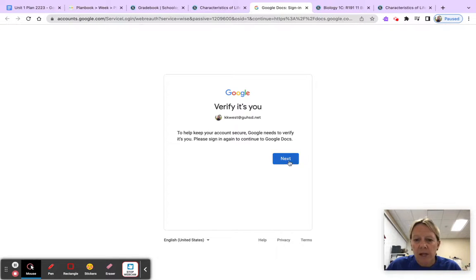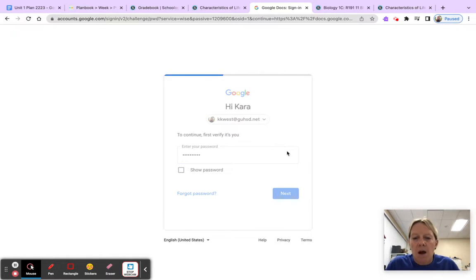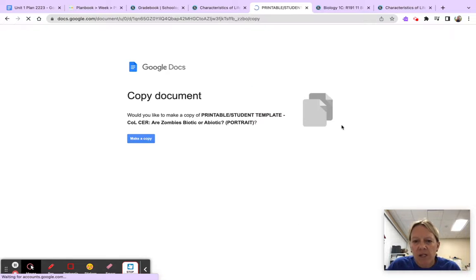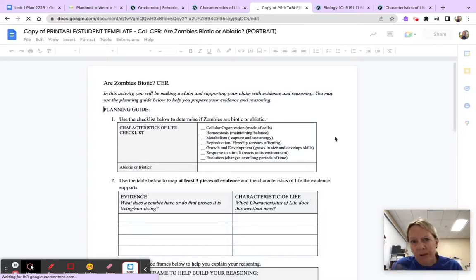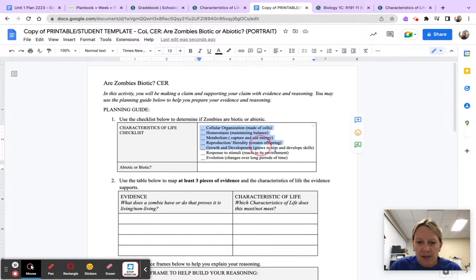And you all should have a copy of this graphic organizer in, sorry, first time I'm signing on this morning here. You should have a copy of this graphic organizer in your biology folder. But we acknowledge that zombies are fake, right? But we're using it as an example to show that you can write a CER and that you understand the characteristics of life. So you want to consider zombies and you want to consider whether they meet these 7 characteristics. You can check off the ones you think they meet.